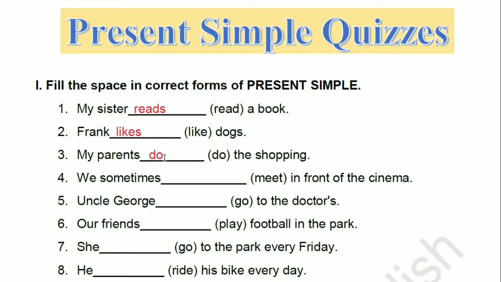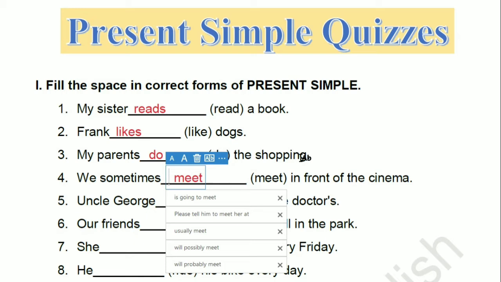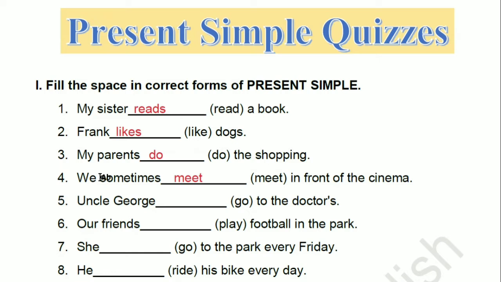And number four, we sometimes, in front of the cinema. So meet. We sometimes meet, okay? It cannot change, right? Because you can use it with we. When you use we plus a normal verb, there is no S, E-S or I-S, right? Only he, she, or it, the third person singular, takes S, okay?